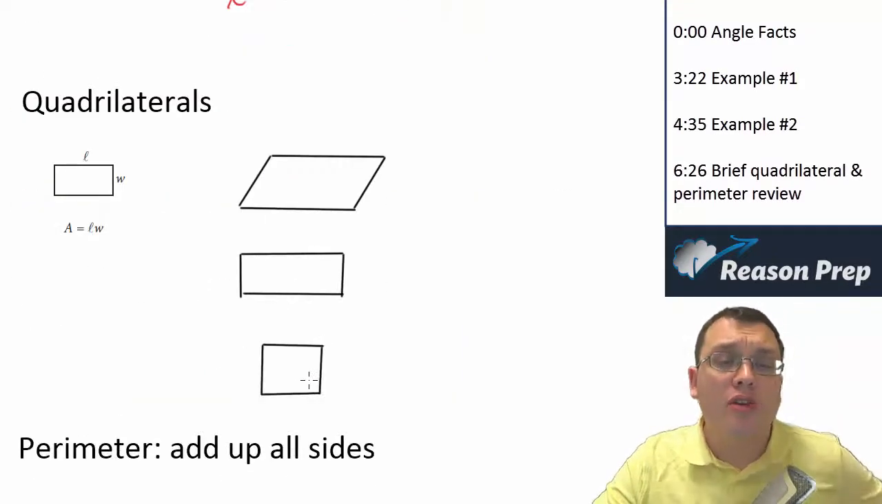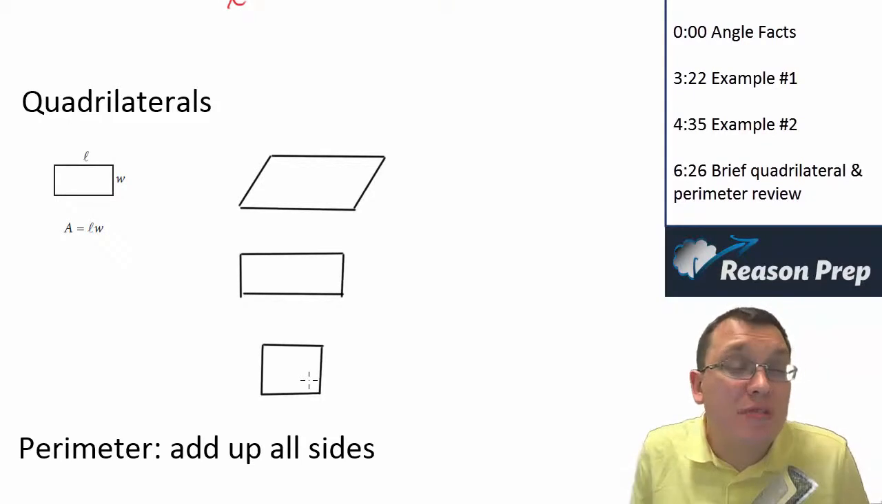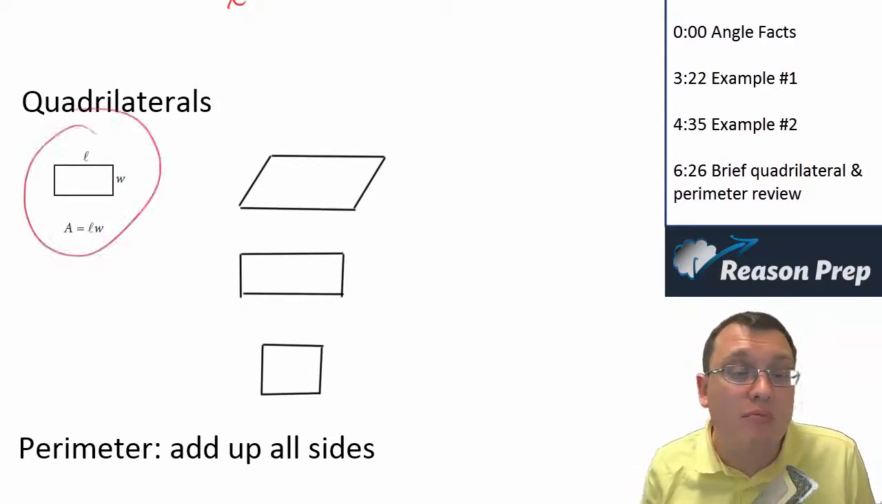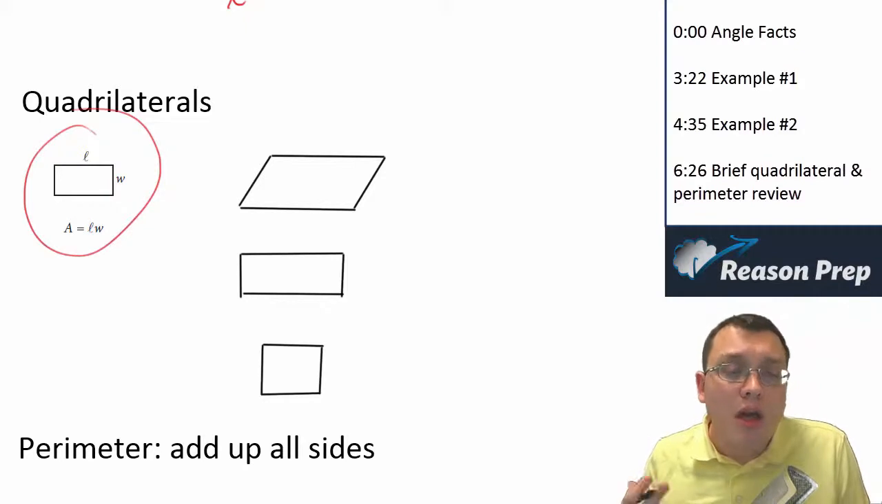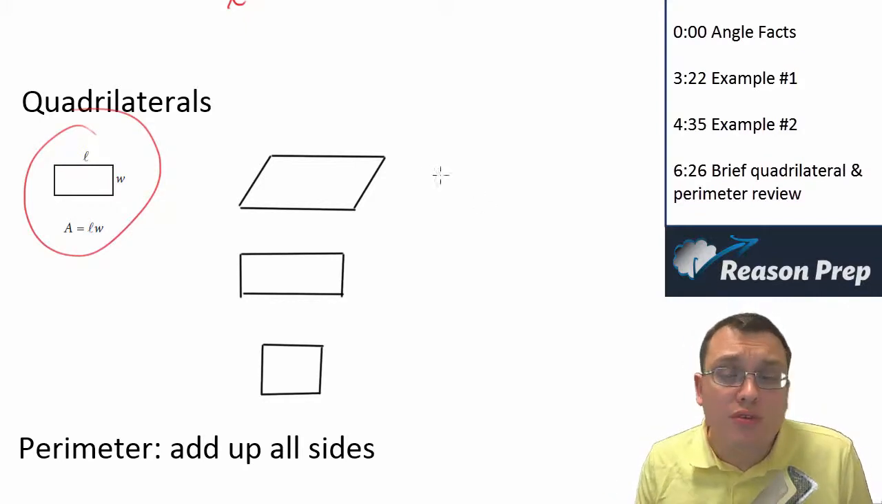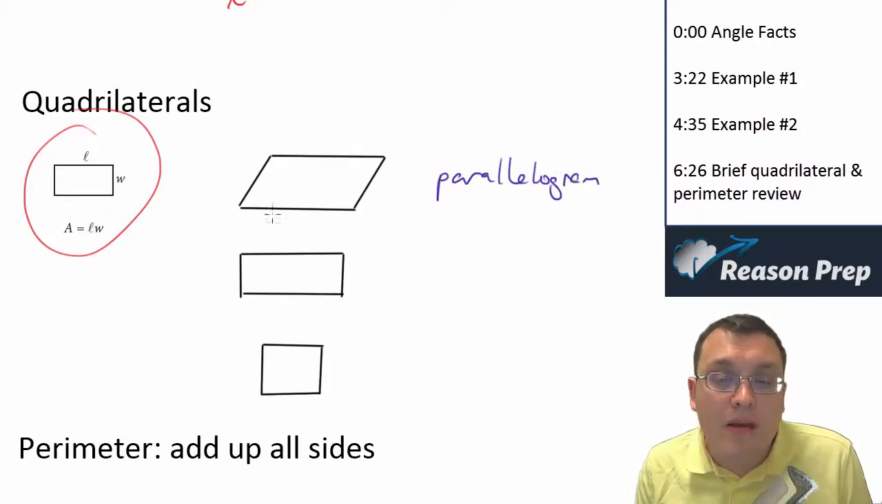One note about quadrilaterals, we haven't really seen many questions specifically on these beyond area, which I think is pretty straightforward. Definitely know how to use that formula. There are three major types of quadrilaterals to know. You've got the parallelogram. In the parallelogram, opposite sides are parallel. Opposite sides are congruent. Opposite angles are congruent.